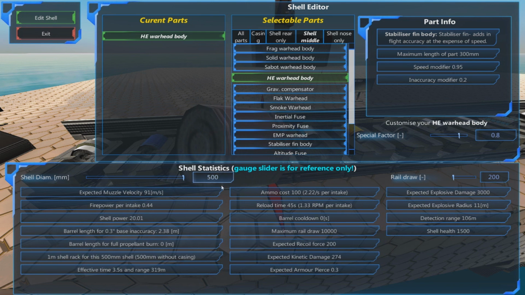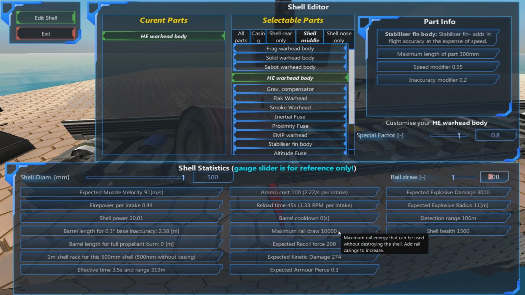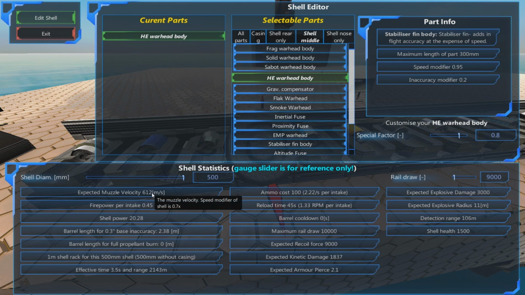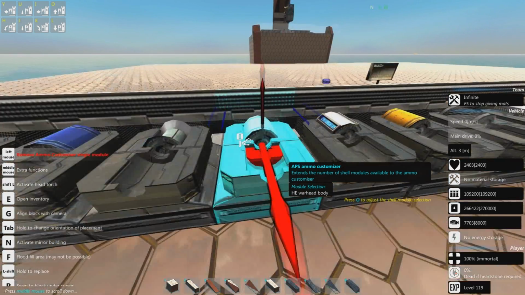But yeah, at 500mm, 3,000 damage. It's not huge, but this is on an APS shell, so you can get pretty high numbers with this, and very good velocity. So it is high explosive delivered when you want it, where you want it, anytime, anywhere, pretty much. So, high explosive, very nice shell. It gets used a lot.